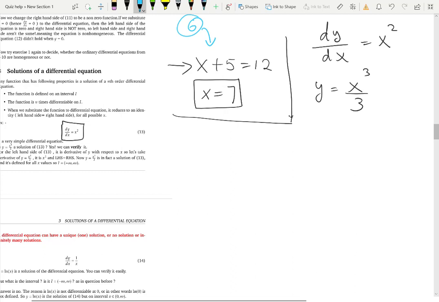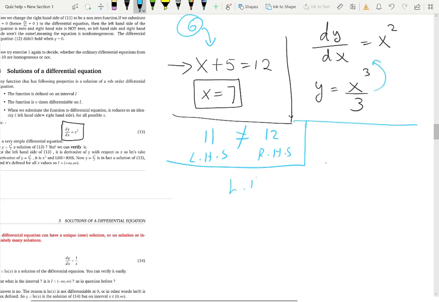Well, what you do is you substitute 6 back into the equation. So 6 plus 5 is 11 on the left hand side, right? But on the right hand side you have 12. So the left hand side is not equal to the right hand side. There you go. 6 did not hold for the equation. 6 did not satisfy the equation, right? So the same can be done for differential equations. Let's substitute x cubed over 3 back into the equation. So let's see what happens.